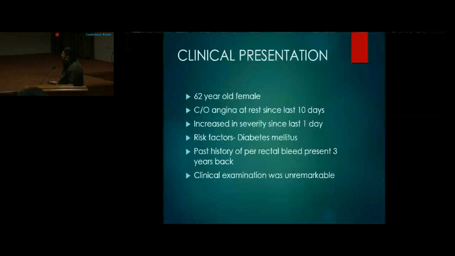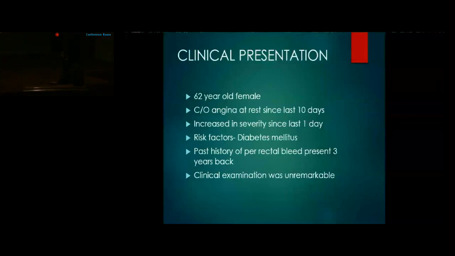A 62-year-old female presented with angina at rest since the last 10 days, which increased in severity since the last first day. The patient has risk factors of diabetes mellitus since the last 20 years and a past history of rectal bleed 3 years back, which required blood transfusion. Clinical examination was unremarkable. The patient was stable, vitals were stable.